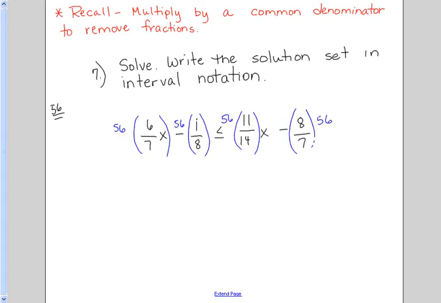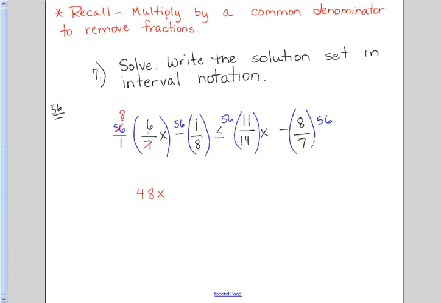And what will happen, I say multiply, but what I'm actually doing is kind of dividing this out. The 56 is over 1, so I could divide 7 into 56, and that would go 8 times. And what I have left, I would need to multiply 8 times 6 times x. So that gives me 48x. So I'm rid of my fraction.